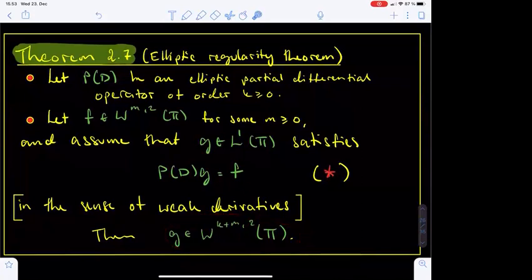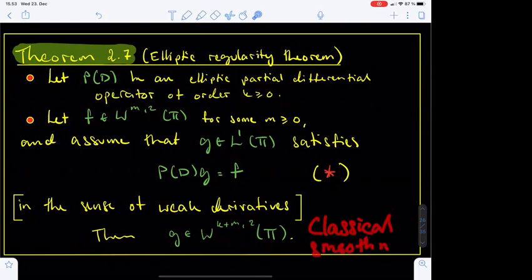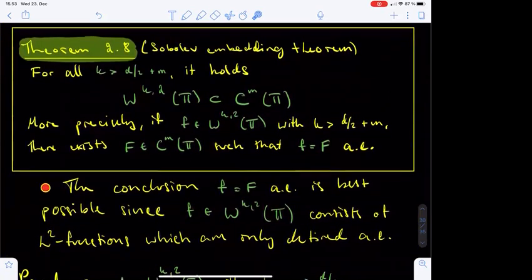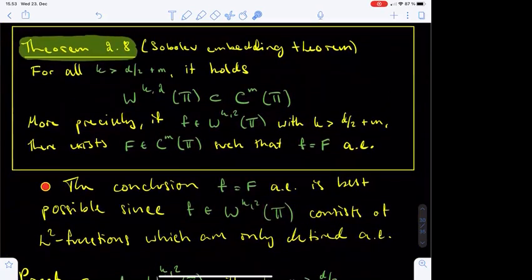This result is neat, but a little unsatisfactory. The notion of smoothness is defined in terms of Sobolev regularity, and it is perhaps not so clear what this means concretely. We get a priori no information about the classical smoothness of g. For example, if f is C infinity smooth, is g also C infinity smooth in the classical sense? The purpose of this lecture is to answer this question positively.